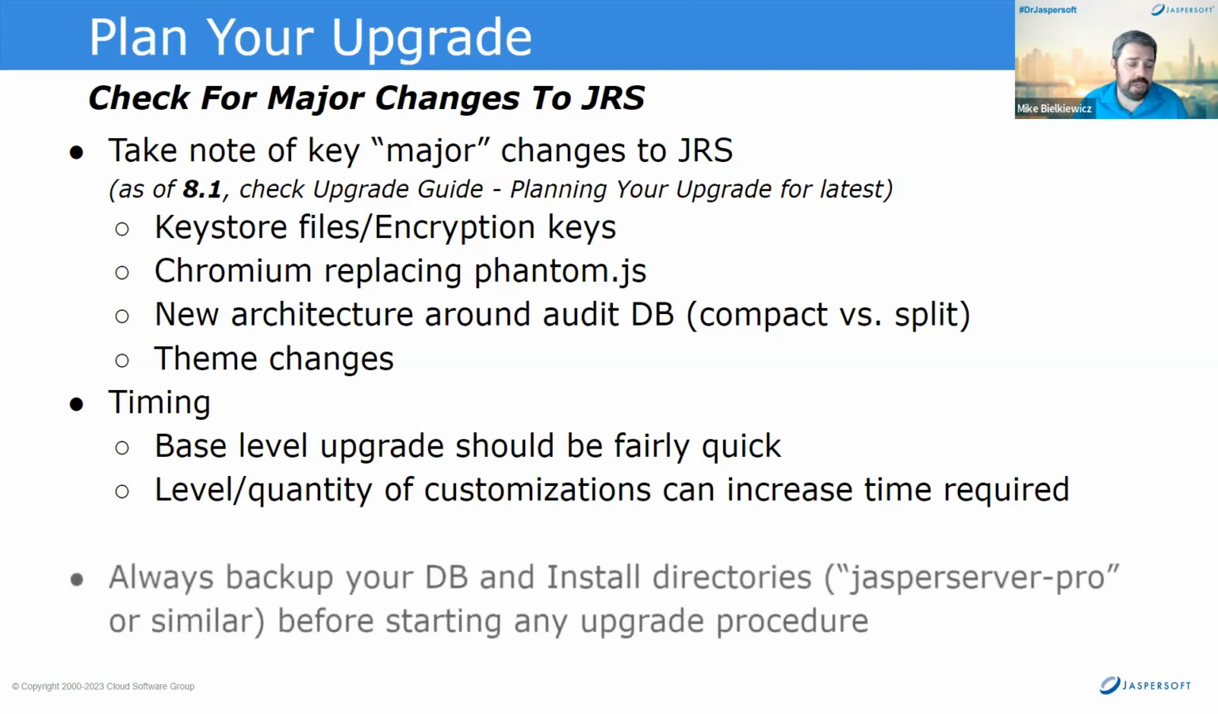Some of the other components, based on, like I said, how much data you have in your repository, can also affect the overall timing. And then really important is to always back up your database and your install directories before you start any upgrade procedure. When I talk about install directories, I mean in your app server, you usually have, by default, it's called Jasper Server Pro if you're in the commercial edition. I think it's just Jasper Server if you're in the community edition. You want to back those directories up no matter what you do, because that way it just makes your life a lot easier when you want to roll back if you have any issues during your upgrade.